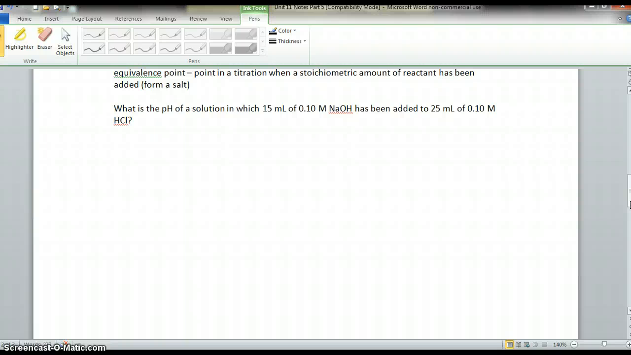The first one says, what is the pH of a solution in which 15 milliliters of 0.1 molar NaOH has been added to 25 milliliters of 0.1 molar HCl? Remember, NaOH is a strong base, HCl is a strong acid, so they're going to completely break apart when you put them in water. What that means is that we can look at it as NaOH breaks apart into Na and OH, a 1-to-1 ratio, so the concentration of OH originally is 0.1 molar.